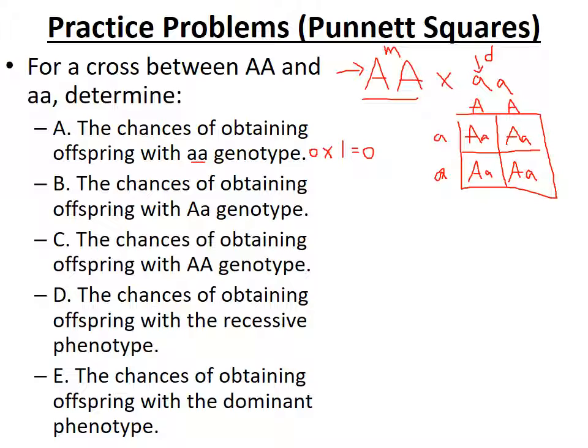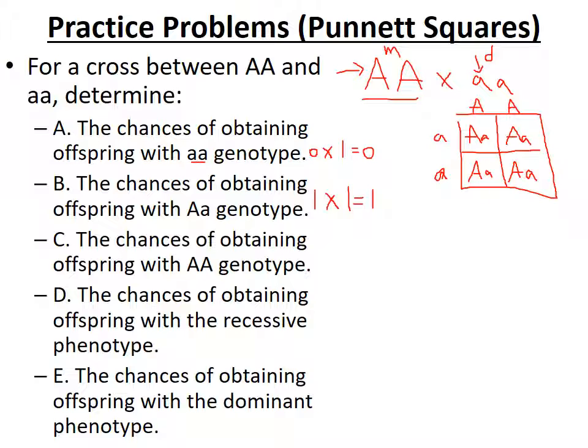What are the chances of obtaining the offspring with big A, little a? So you need big A from mom and little a from dad. So the chances of getting big A from mom are 100% times the chance of getting little a from dad, 100%.